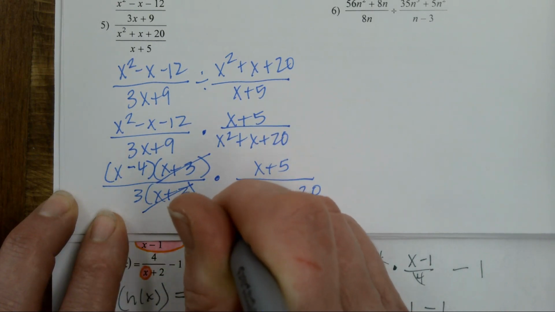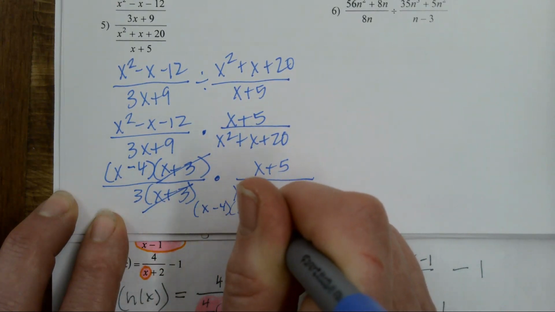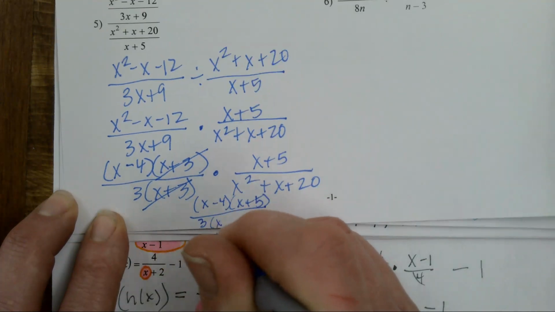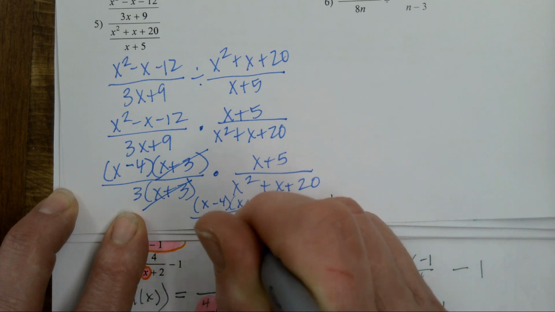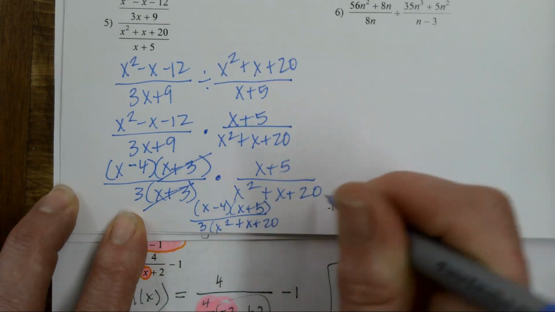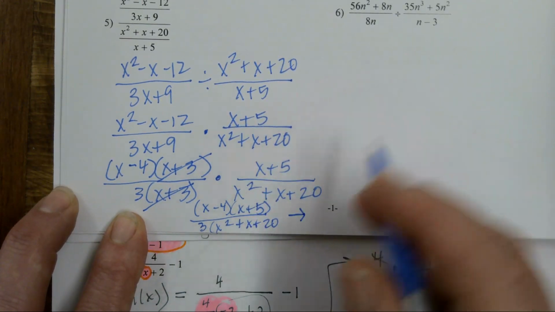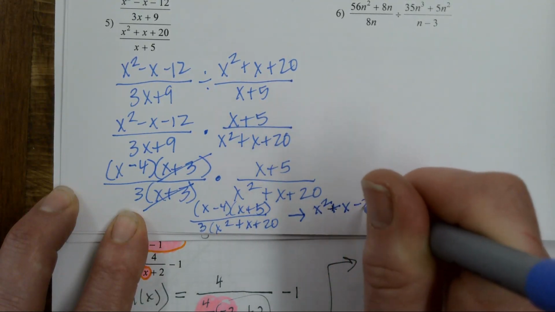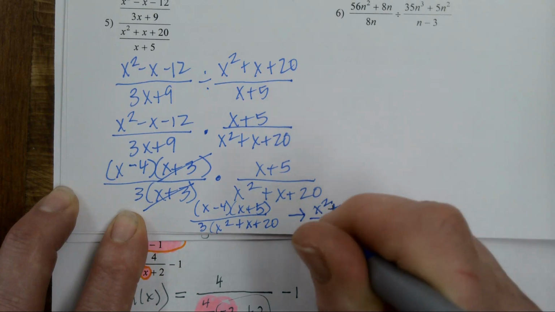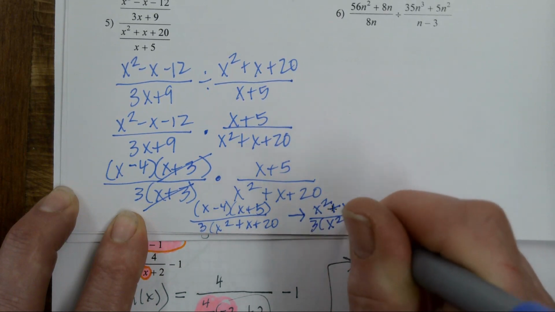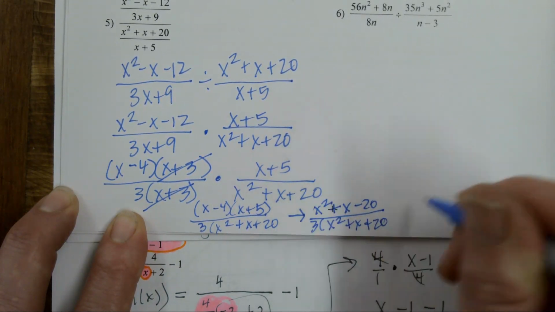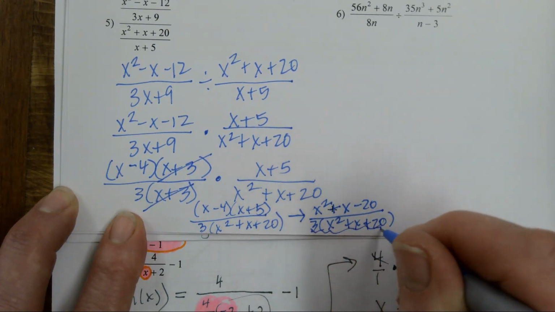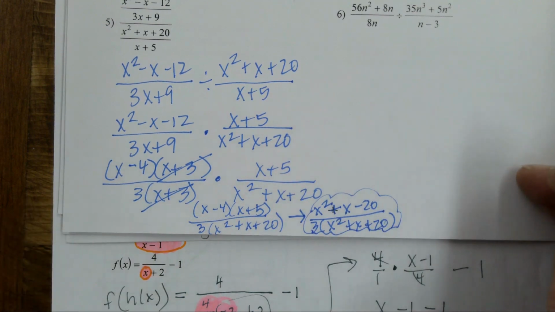X minus 4, x plus 5 over 3 times x squared plus x plus 20. Or x squared plus x minus 20 over 3 times x squared plus x plus 20. Oops, I forgot my parenthesis. I'm running out of room. I wrote too big. Didn't leave enough space.